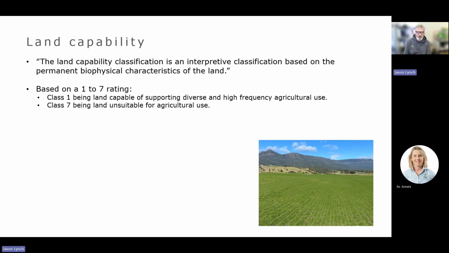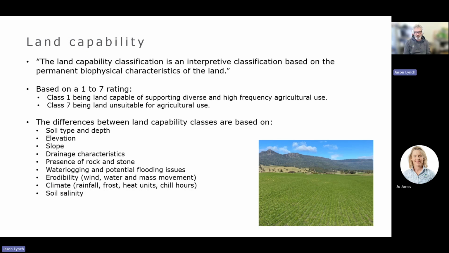It's based on a 1 to 7 rating system, and the easiest way to think about it is we've got class 1 land at the top end. It's able and capable to support a diverse range of high frequency agricultural uses, for example, we can crop, and we can crop with a lot of different crops, perennial horticulture, but you can also use it for dairying, grazing, red meat, livestock, etc. At the other extreme would be Class 7 land, which is essentially unsuitable for agricultural use.